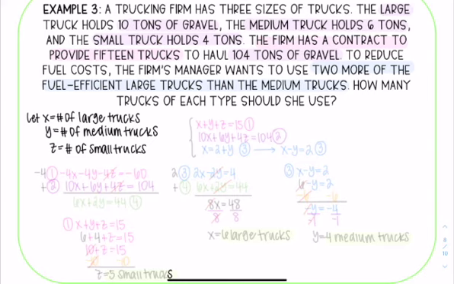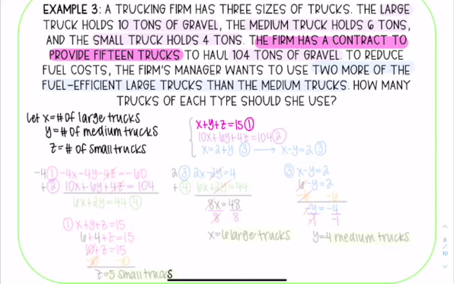So let's go ahead and pick apart this word problem. The one thing that stood out to me was the fact that the firm has a contract to provide 15 trucks. It doesn't say how much of each truck, but the total number of trucks between all 3 is 15. And so we can write that as x plus y plus z equals 15. And that'll be equation number 1.